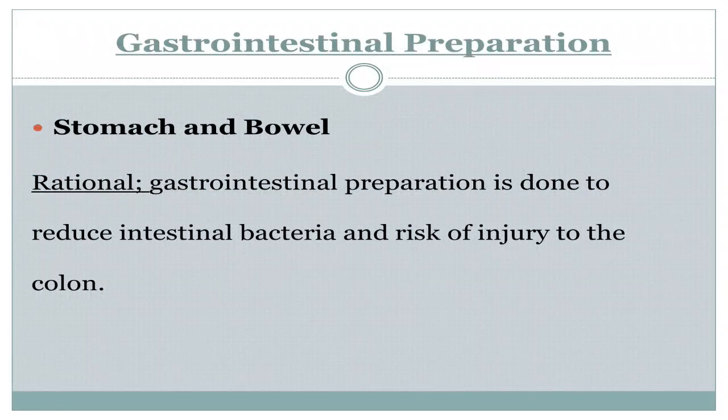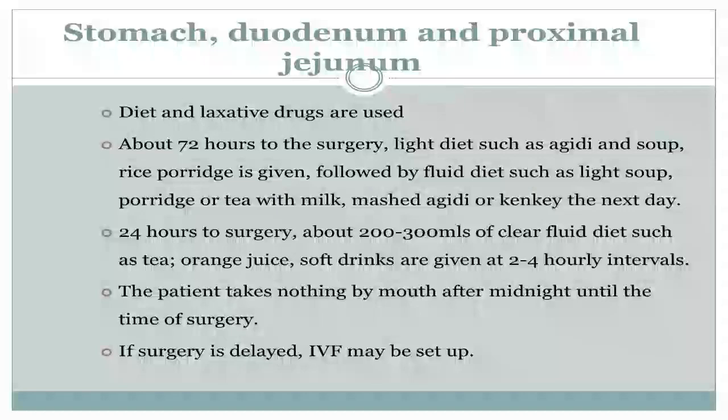So gastrointestinal preparations. So stomach and bowel. The rationale behind the gastrointestinal preparation is that it's done to reduce intestinal bacteria and risk of injury to the colon. So we are reducing the risk of injury to the intestines, and then any form of injury, perforation or whatever. So it is the responsibility of the surgical team to be able to prepare the individual's bowel so that they are not going to have any problem so far as bacteria and colon injury are concerned. So the stomach, the jejunum, the duodenum, and the proximal jejunum we want to talk about.